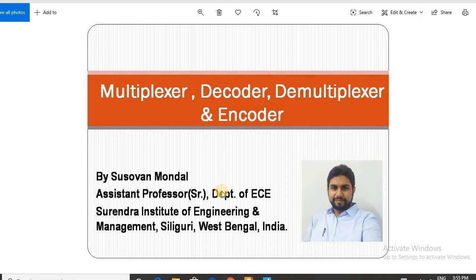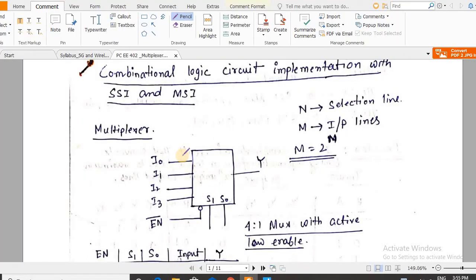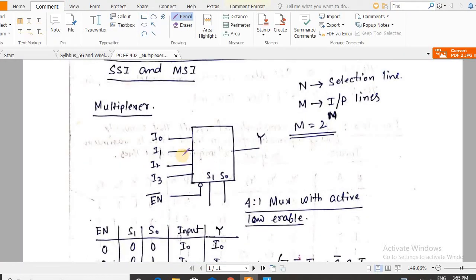Hello students, today I am going to discuss multiplexer, decoder, demultiplexer, and encoder. These devices belong to combinational circuits. Now first of all, if we discuss the multiplexer, this is a basic block diagram of a 4:1 multiplexer.